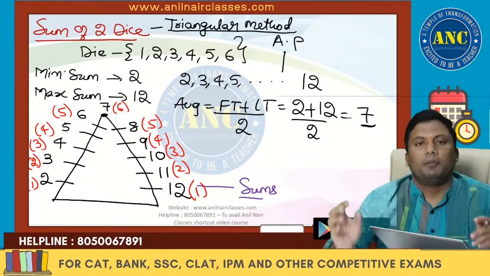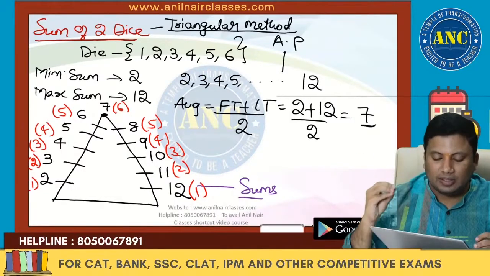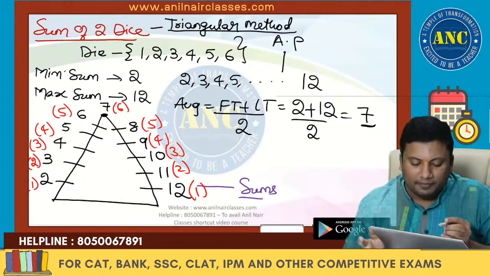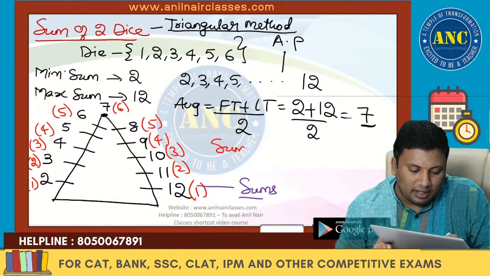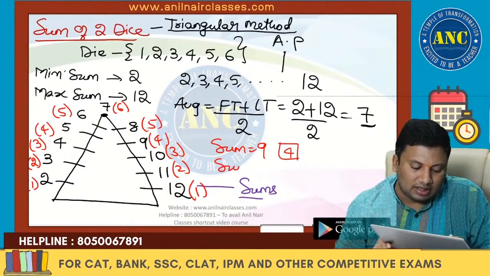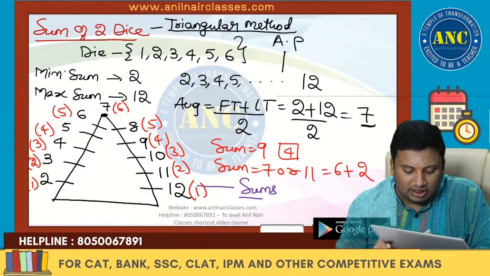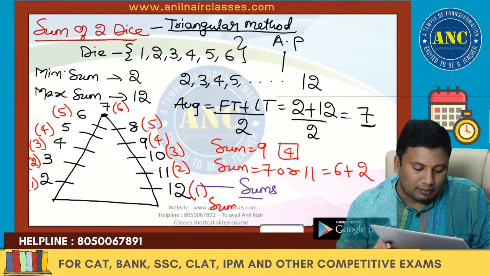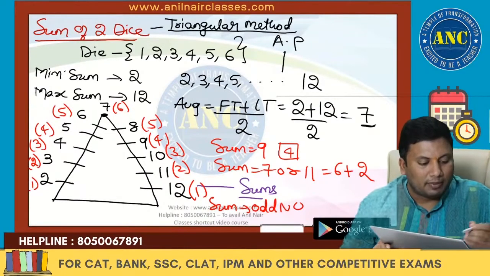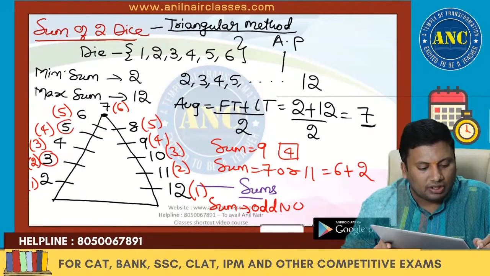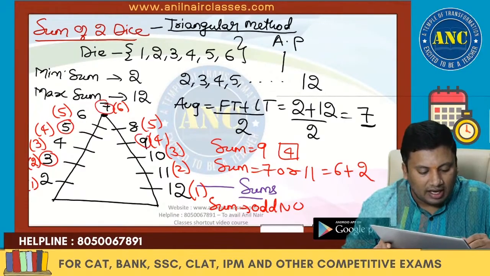By using this triangle concept, you will get every possible answer. Question: sum is 9. What will be the answer? 4. Sum is 7 or 11? 7 gives 6, 11 gives 2. Sum is an odd number? Odd numbers are 3, 5, 7, 9 and 11.